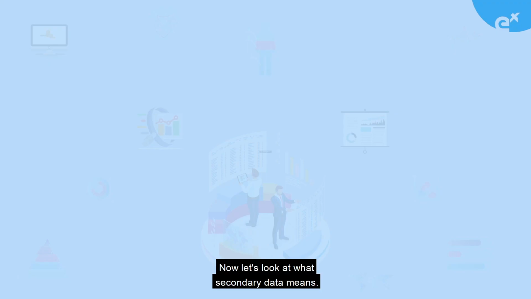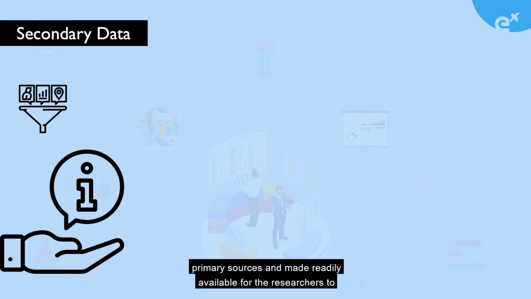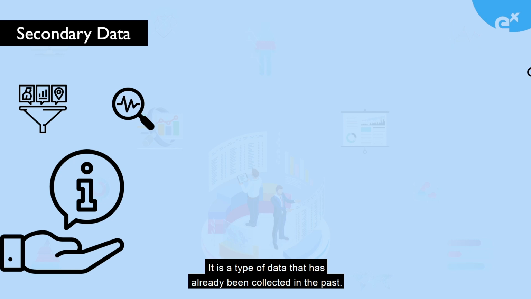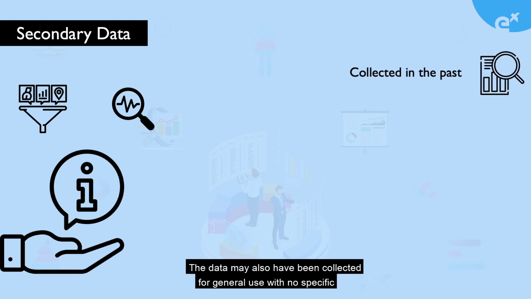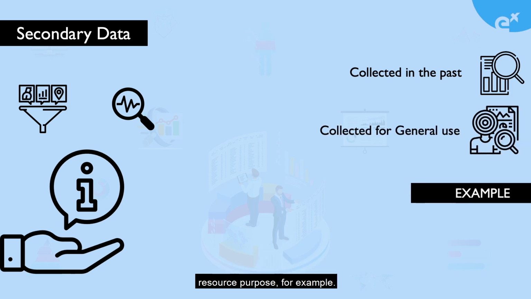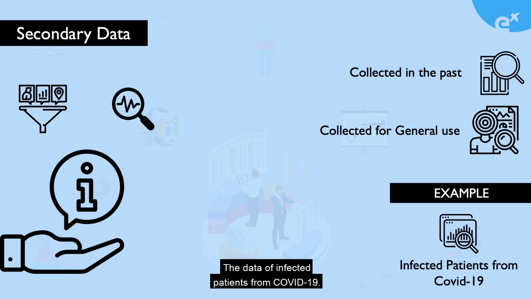Now, let's look at what secondary data means. Secondary data is the data that has already been collected through primary sources and made readily available for the researchers to use it for their own analysis. It is a type of data that has already been collected in the past. The data may also have been collected for general use with no specific research purpose. For example, the data of infected patients from COVID-19.